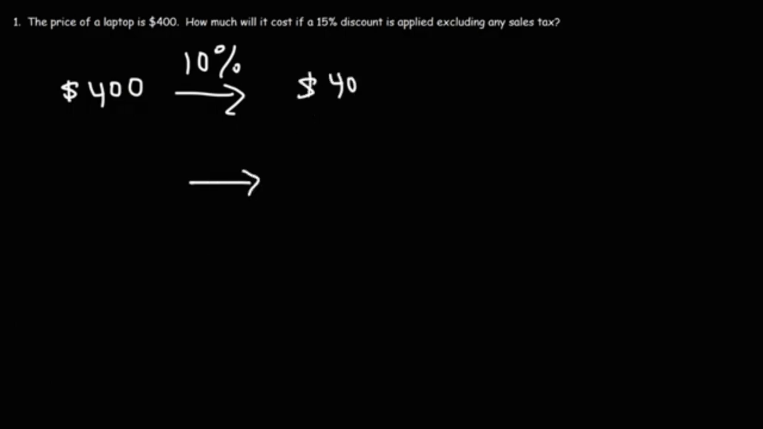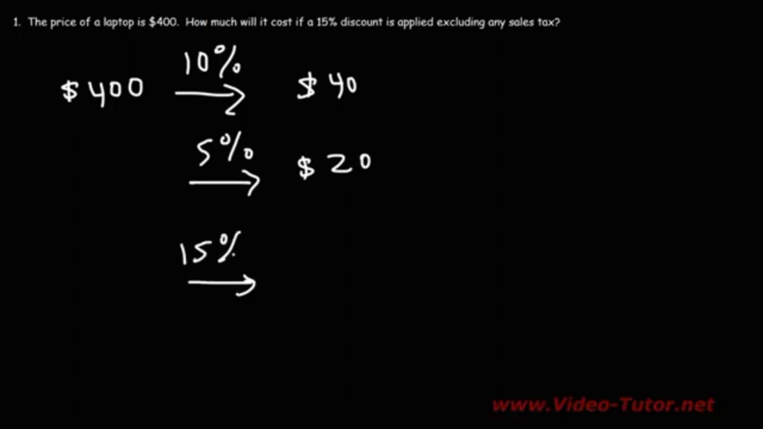Now, if 10% of $400 is $40, what's 5%? Well, 5% is half of 10%. So if 10% corresponds to 40, 5% corresponds to half of that, which is 20. Now, to determine 15% mentally of 400, we simply need to add 10% and 5%, because 10 plus 5 is 15. So if we add 40 and 20, we get 15% of 400, which is $60. So that's 15% of 400.